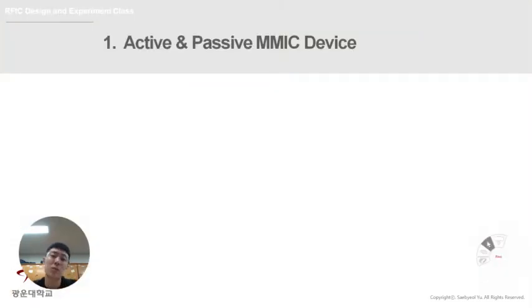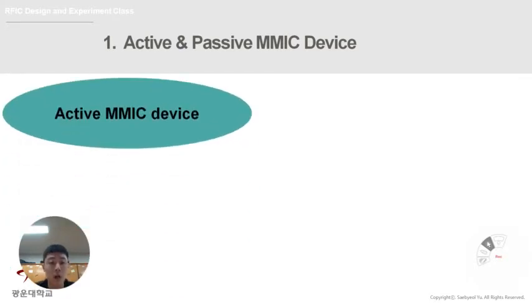I'm going to talk about the active and passive devices of MMIC. Active MMIC devices actively function, like amplifying in MMIC. Transistors like MOSFET, HEMT, HBT, and BJT are mostly used as active devices of MMIC. Performance of MMIC depends on the material choice of the active device.